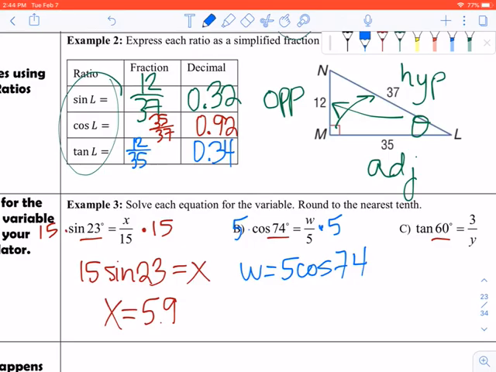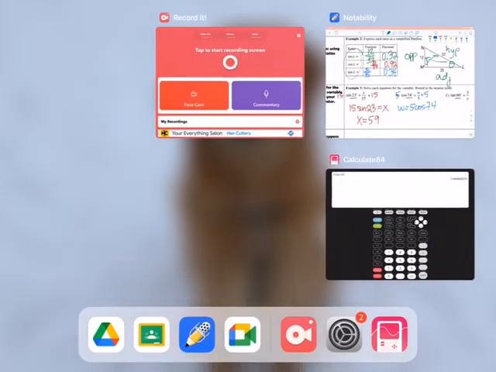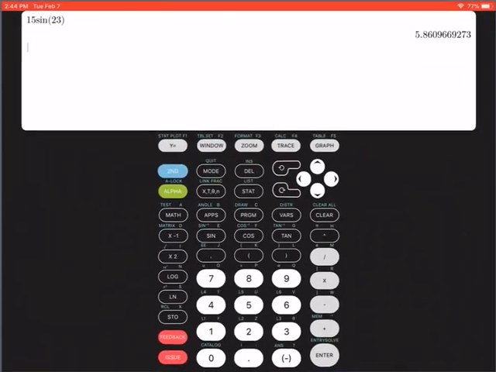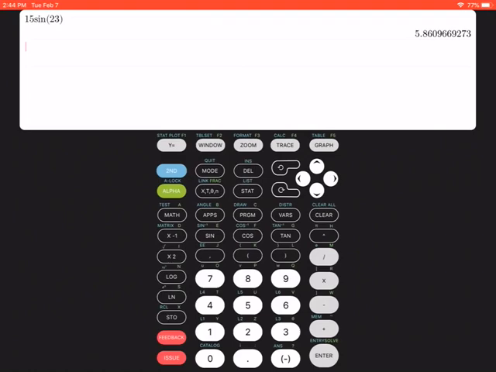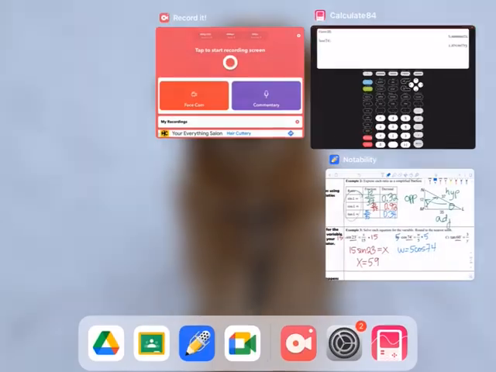So I'm going to go back to the calculator to show you one more time. And then from here on out, I'm just going to tell you what I get. So I have 5 cosine, so you can hit the cos button, and then 74. Now you shouldn't have to switch your calculator to degrees again. Once it's on there, it should be there unless you reset your calculator. So here I got 1.4 for W.